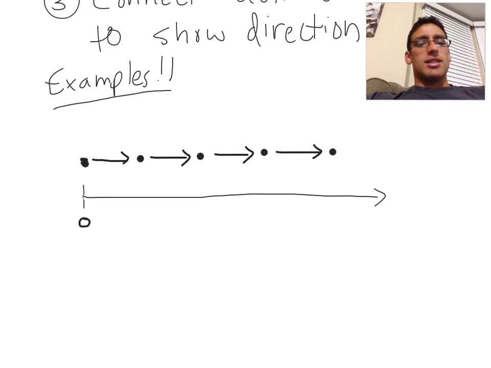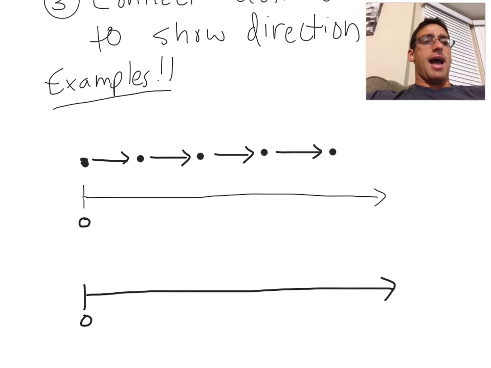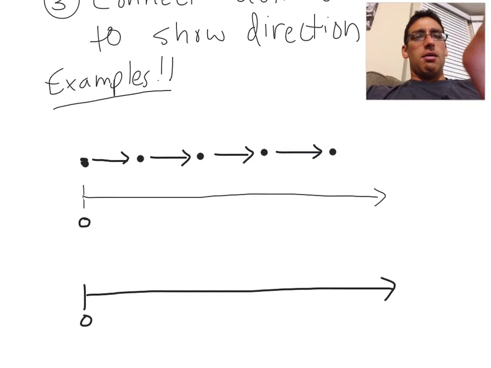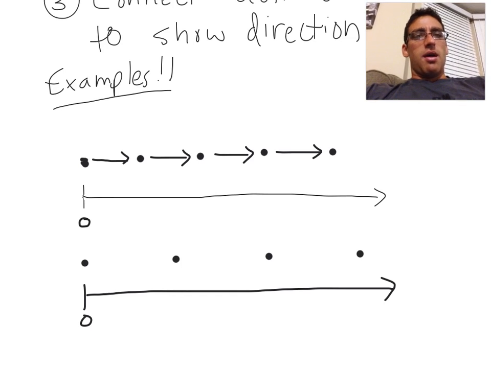Okay, now I'm going to draw a second one, and we're going to compare. So now let's say there's another car moving down the street. So I've got my axis, and I've got my 0 down here. And now this car is going a little bit faster. Okay. So now I've got my dots. I've got my arrows.